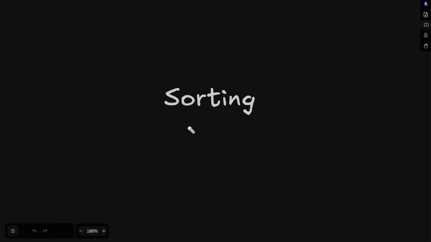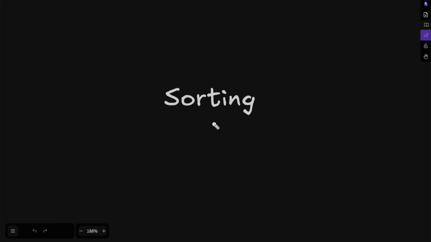This is another data structure and algorithm video. In this video, we are going to talk about sorting. This will be a theoretical video. We will cover sorting, the purpose of sorting, the key characteristics that we look at for sorting algorithms, then go over the common sorting algorithms, followed by different types of algorithms.